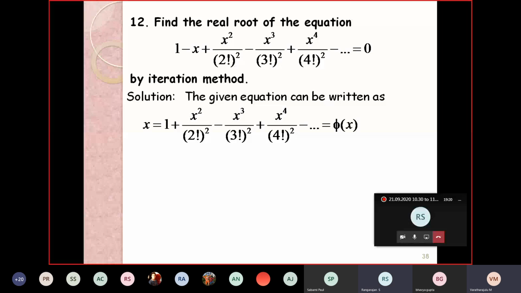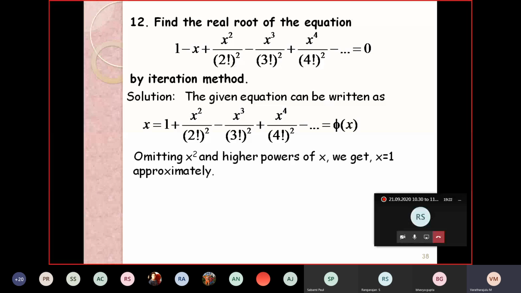And we need to have some boundaries, since we are having n number of terms. Where we have to start the problem is a major issue. By omitting the x square and the higher powers of x, we get x is equal to 1. Then start your iteration with x is equal to 1. This is the way of getting the initial approximation.